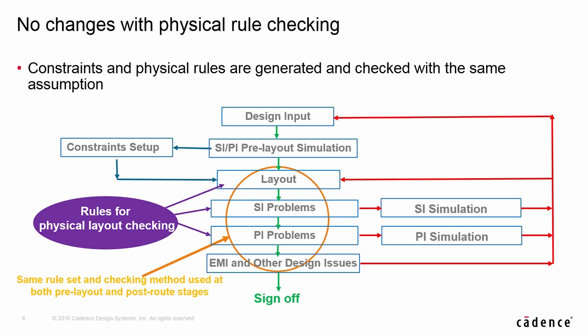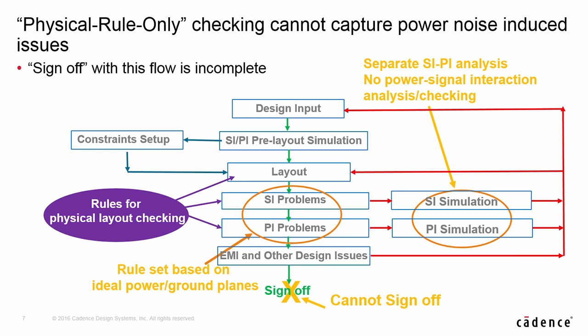More importantly, all the rules are still physical layout check based, and the same assumption for constraint extraction and the rule check is used. In other words, constraints at the pre-layout stage are set by assuming ideal reference planes, while rules checked at the post-route stage also assume ideal reference planes. It totally ignores the power noise impact on signals at the post-route stage. So this flow is not complete regarding identifying some serious potential design issues. PCBs signed off with this type of flow will have problems with signal degradation caused by power noise. The worst of all, designers don't even know it.